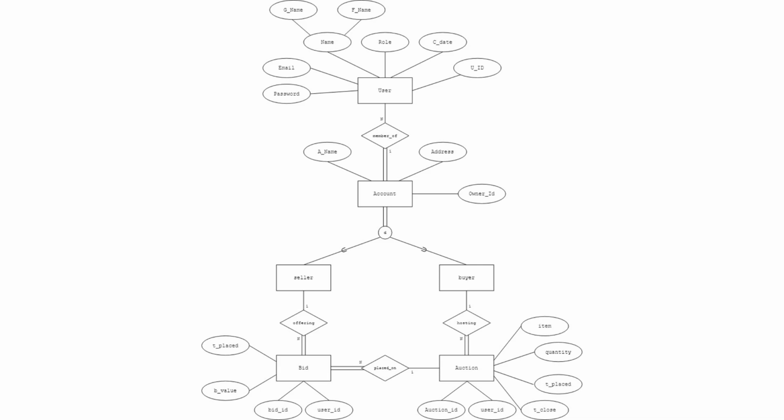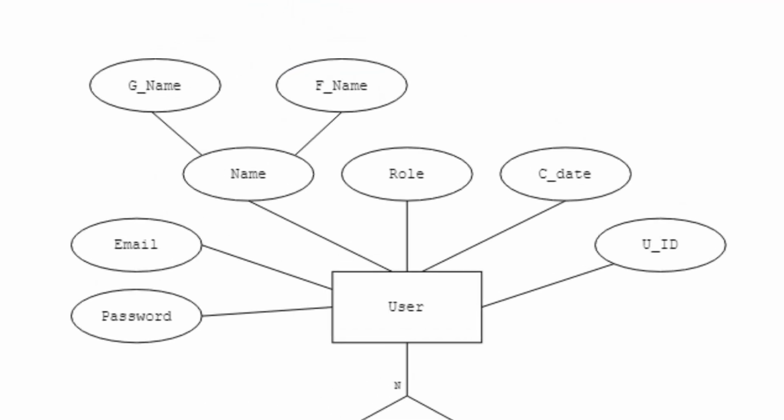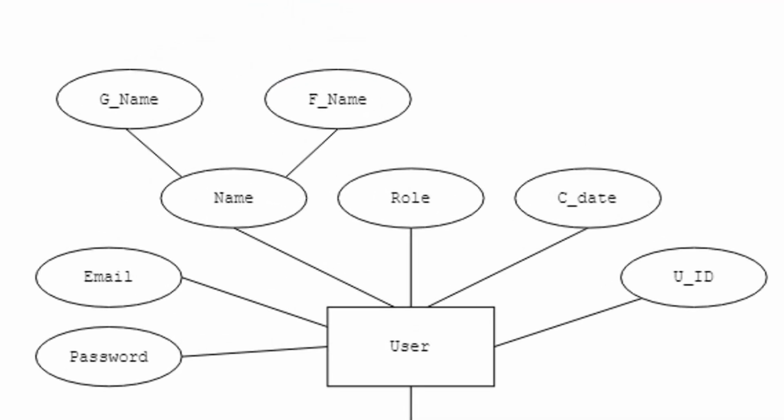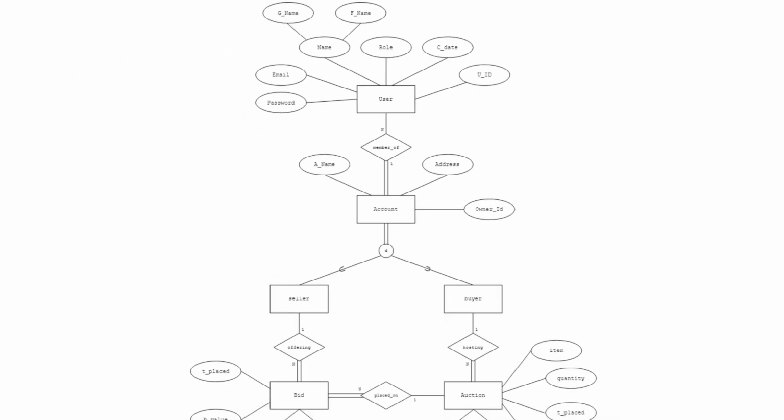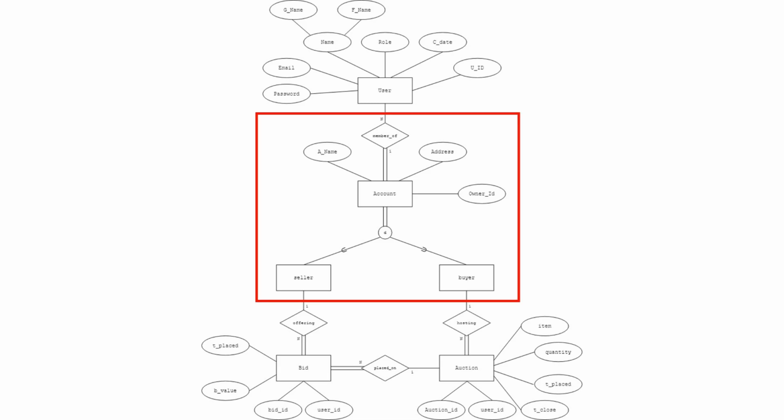The first entity in our model is the user. The user is comprised of 7 attributes: the password, the email, the given name, the family name, the role, the creation date, and the user ID. Finally, the user is in a relationship N-to-1 with the account entity.